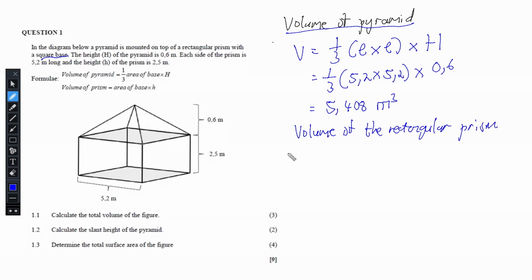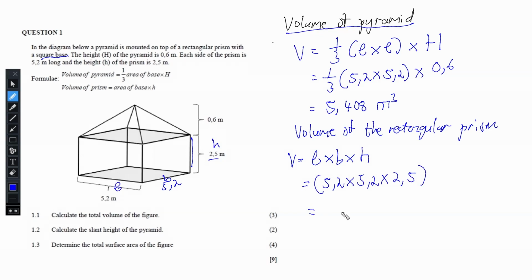So we'll say the volume of the rectangular prism is length multiplied by base multiplied by height. So length is 5.2. Base again will be 5.2 because remember it is a square base, and then your height is your 2.5. So this will give us 5.2 multiplied by 5.2 multiplied by 2.5, and then your answer there will be equal to 67.6 meter cube, right? Again, if you SD that fraction there, you get this.